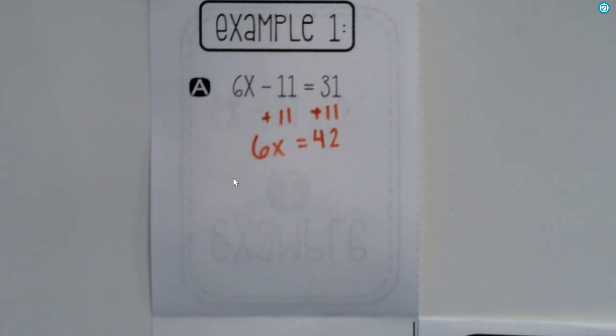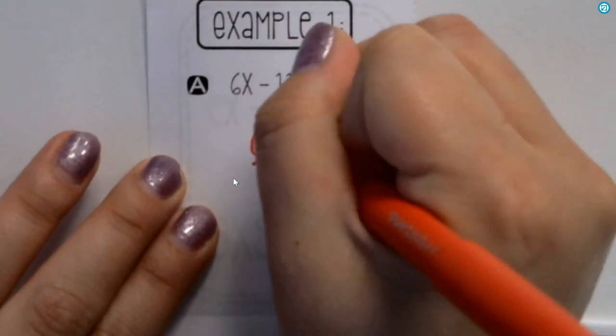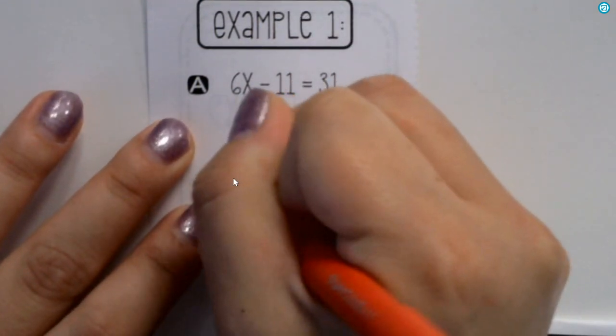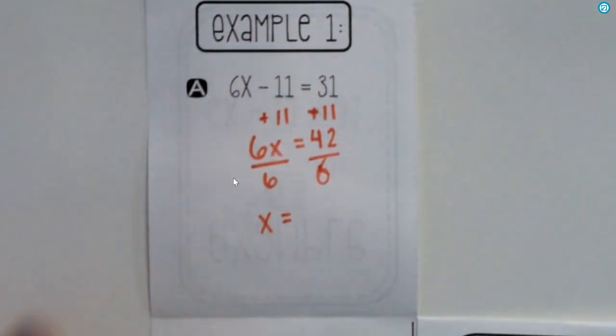From there, the next thing that we are going to do, to get x by itself, we need to get rid of that 6. That currently means 6 times x. Opposite of multiplying is dividing. So we're going to divide both sides by 6. So on the left side, we have x. On the right side, 42 divided by 6 is 7.